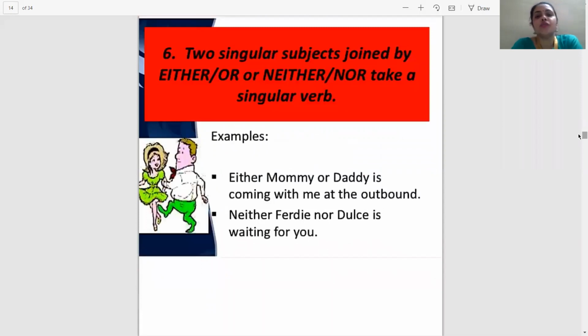Yes. Two singular subjects joined by either-or, neither-nor take a singular verb, of course, because either-or is a choice, neither-nor means nothing ultimately. So either mommy or daddy is coming with me at the outbound. When we are choosing one, though there are two people, two things, we choose one of the two. So naturally the subject becomes singular.